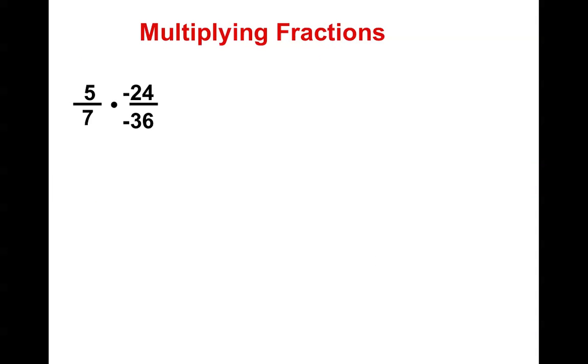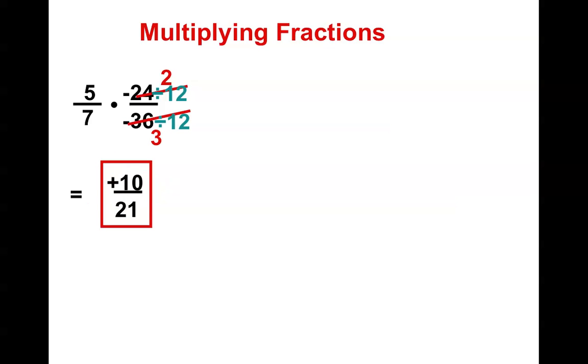This chapter is going to be about multiplying positive and negative rational numbers, though. So notice we have some negative numbers here. If I were to simplify this and divide by 12 and divide by 12, I'd end up getting -2 and -3. 5 times -2 is -10, and 7 times -3 is -21. Negative divided by negative would get you positive 10/21. So just make sure you realize negative divided by negative does get you positive.